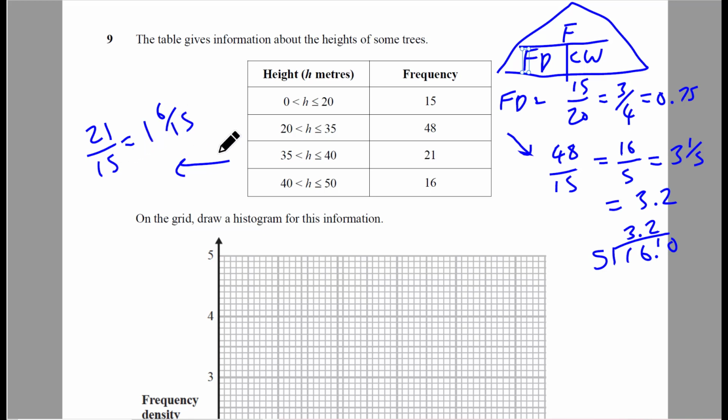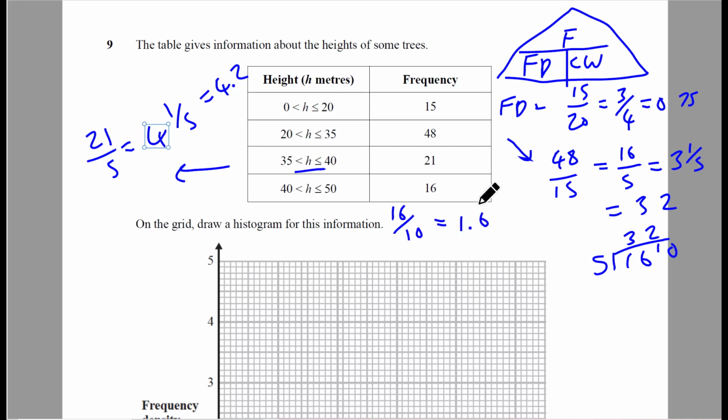Oh, mistake. That's actually a difference of 5. So do be careful when you do that. That width is 5. For some reason I saw that as a different number. So you can see that's 4 1/5. So you should know that's 4.2. And the last one is 16 over 10. This one's 16 over 10, which is 1.6, and that's going to earn you some method marks.